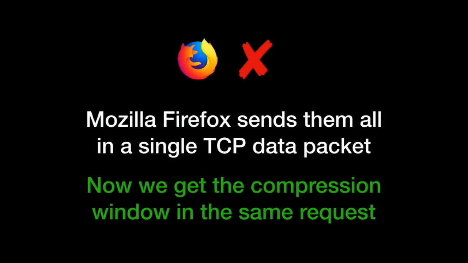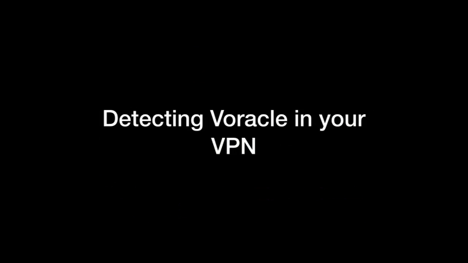So if you look at other browsers like Firefox and Safari, you get everything in the same window, so you can trigger the compression within the same HTTP packet data. All right. So, detecting an oracle in your own VPN.